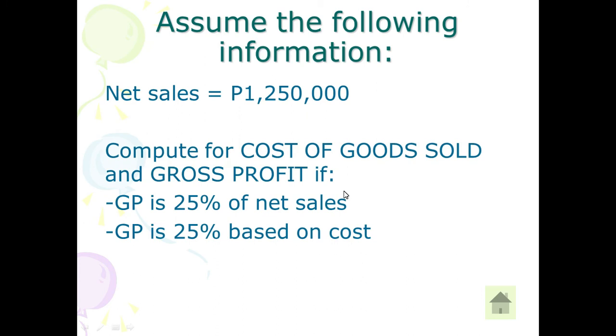Okay, so let's have this one as an example. What do I mean by that? So assume the following information. Net sales is 1,250,000, and then cost of goods sold and gross profit. So we're going to compute for cost of goods sold and gross profit.